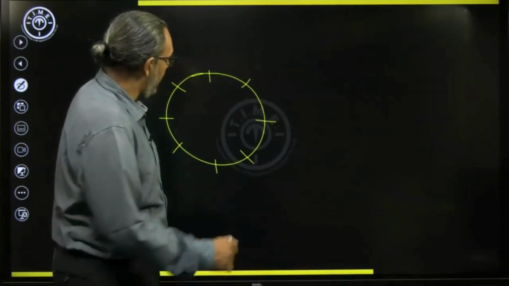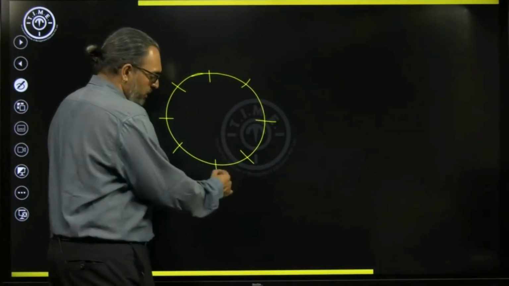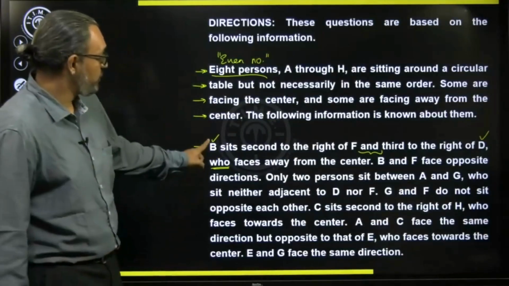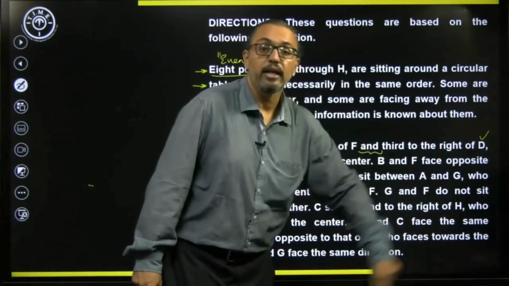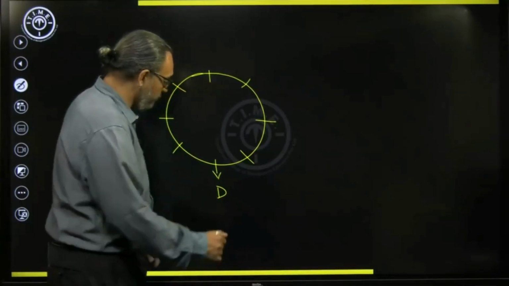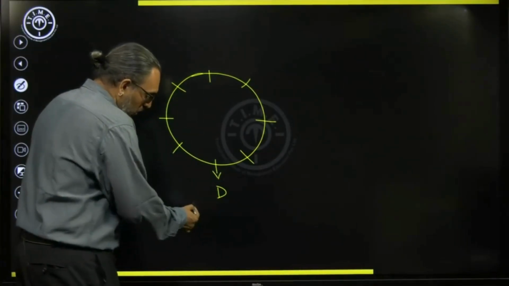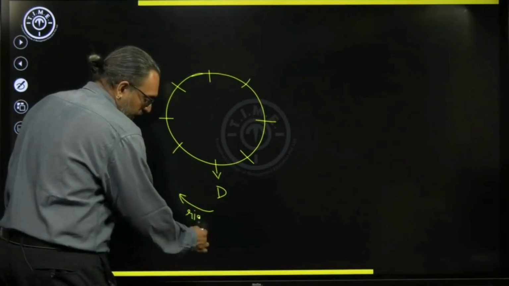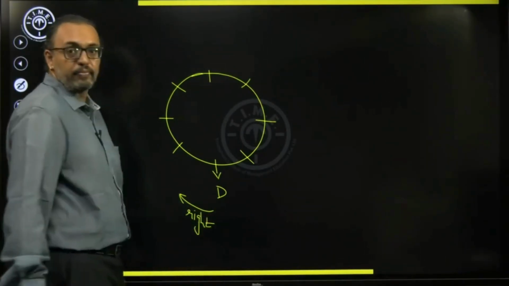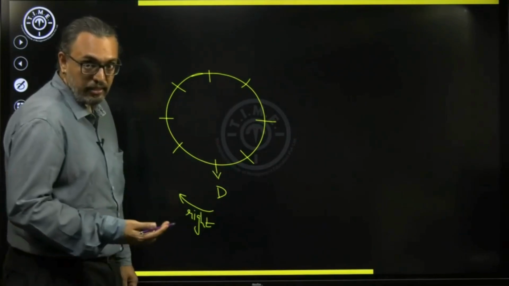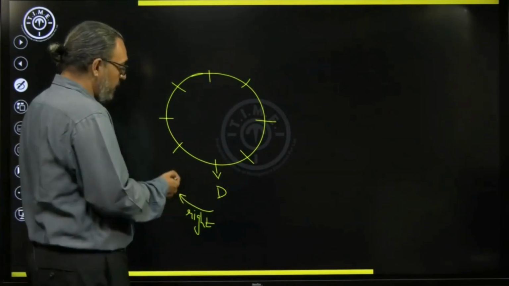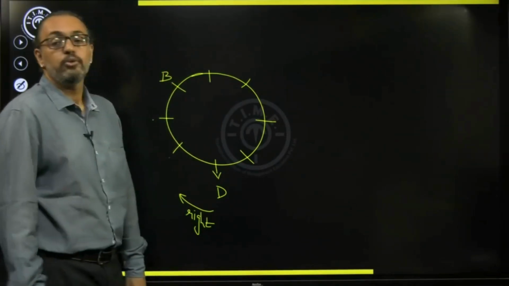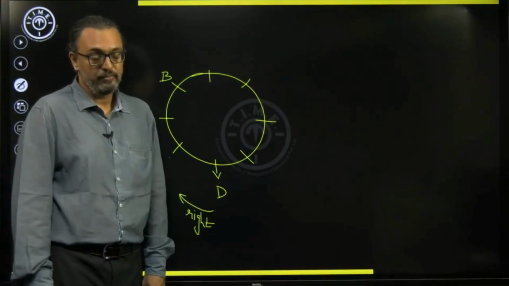Okay. So, we will start by picking D here, any one position, it does not matter, facing away from the center. Okay. And in which direction is B? B is third to the right of D. So, for facing away from the center, clockwise direction is identified as the right side. Clockwise direction is the right side for any person facing away from the center. So, third to the right. So, first, second, third. So, B is third to the right of D, correct.